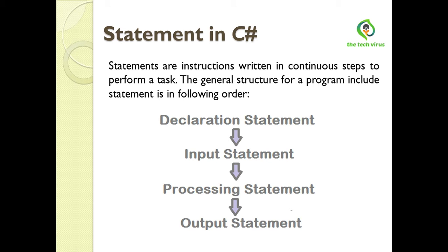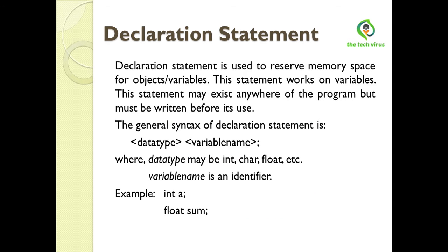First, a program have declaration statement, then input statement, then processing statement, and then output statement. Now, we will see this all one by one. First one is declaration statement. Declaration statement is used to reserve memory space for object or variables.